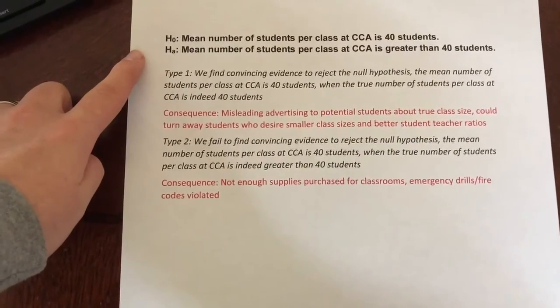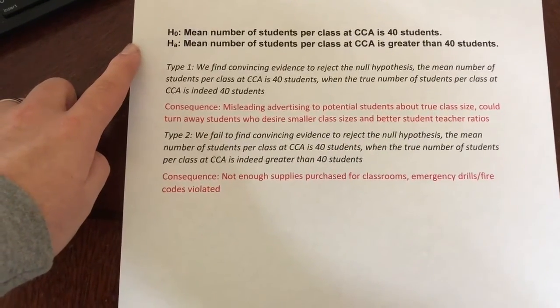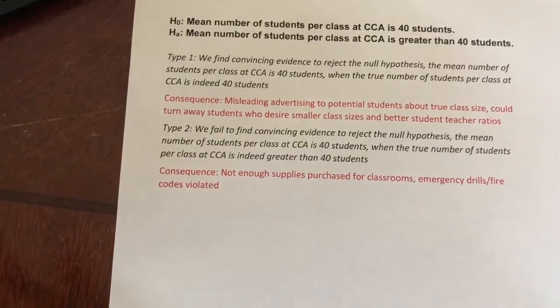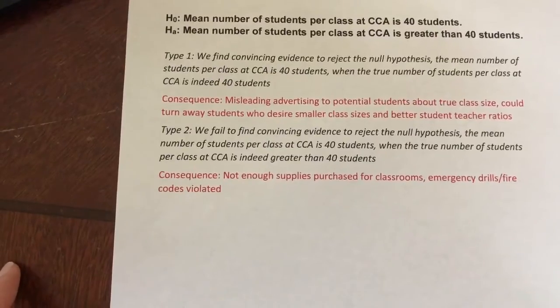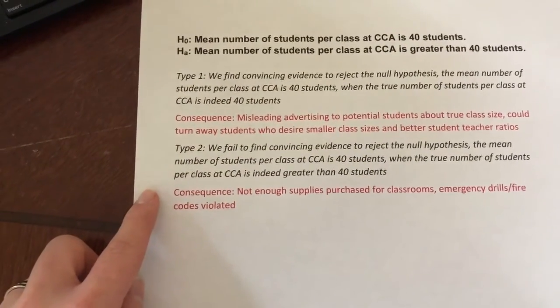A type 1 error would occur if we find convincing evidence that the true mean number of students per class at CCA is greater than 40 when the true mean number of students per class at CCA is indeed just 40. And so when we're interpreting the consequences, describe the major risks that the errors have beyond the study, such as factors that affect the consumer or factors that affect the company.